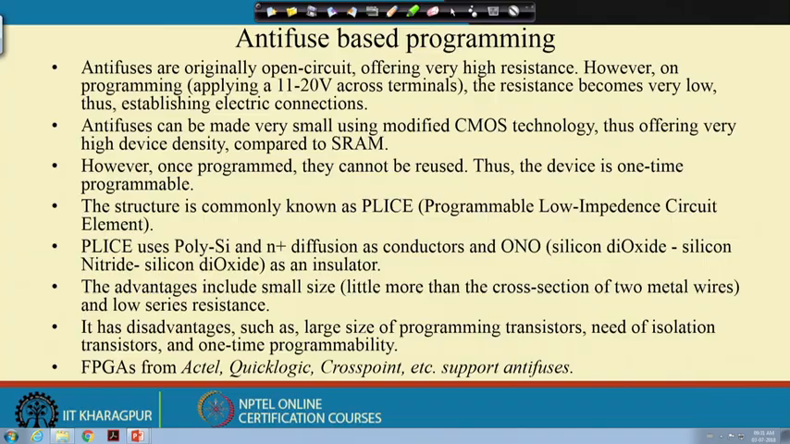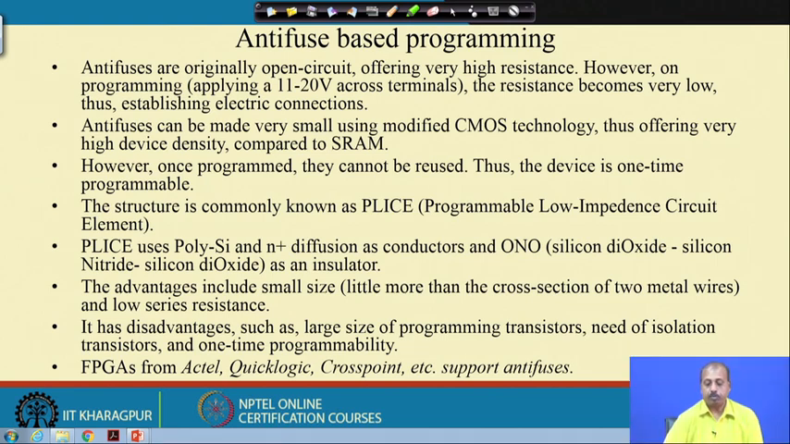So, that is not possible for antifuse based FPGAs, but still they are popular because of their low cost and the size of the antifuse being small. This antifuse structure is commonly known as a splice, a programmable low impedance circuit element. As far as manufacturing is concerned, it uses polysilicon and N plus diffusion as conductors and ONO, that is silicon dioxide, silicon nitride, silicon dioxide, as an insulator.